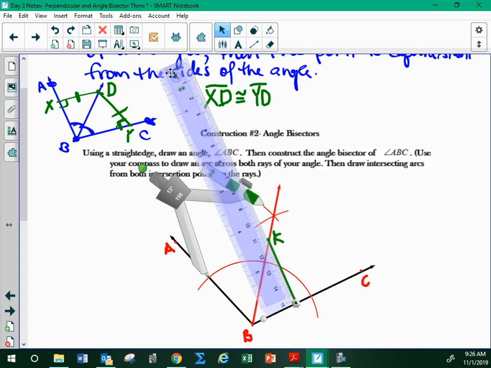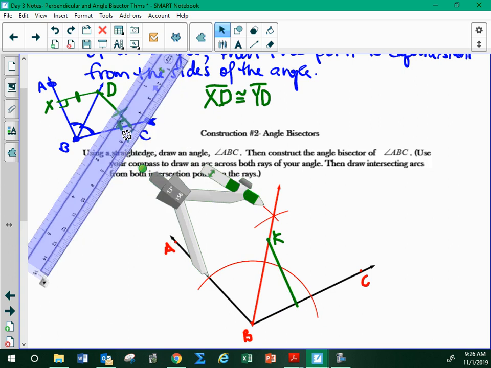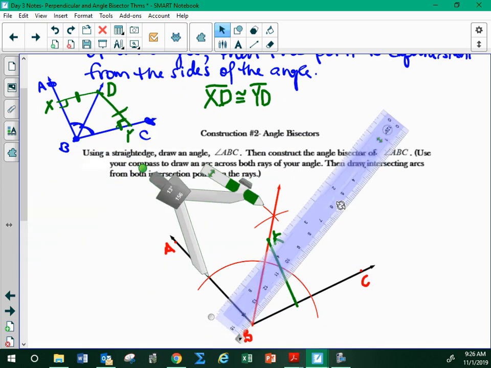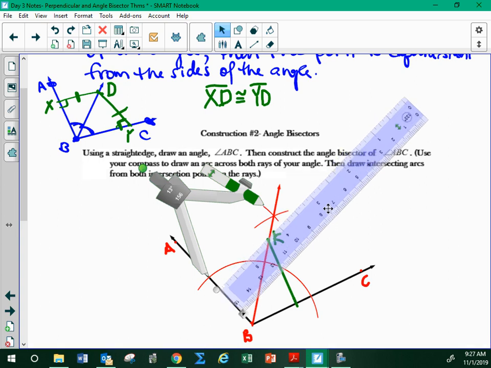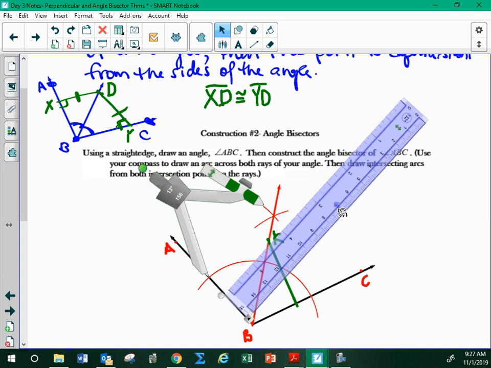Okay, so according to our theorem, these distances should be the same. Again, keep in mind you are a human, believe it or not, so there's going to be a little bit of error. So go ahead and measure it, see how you did.